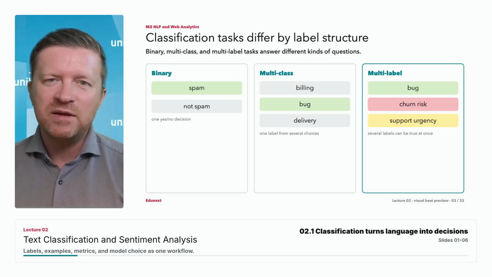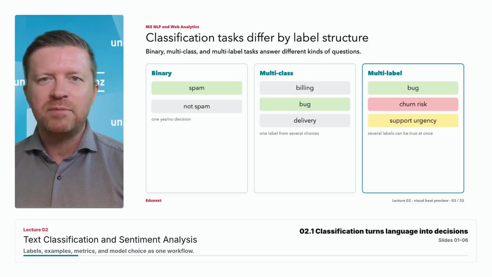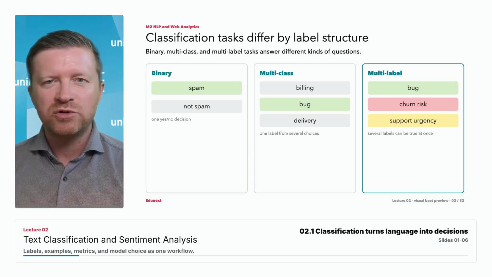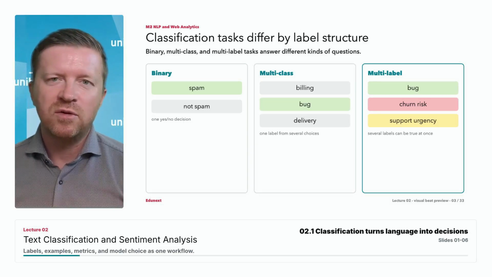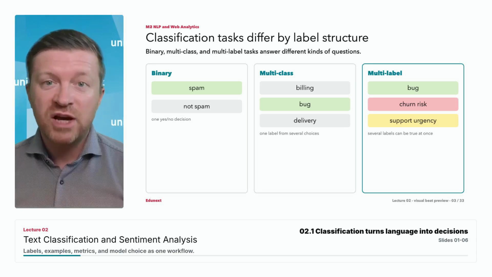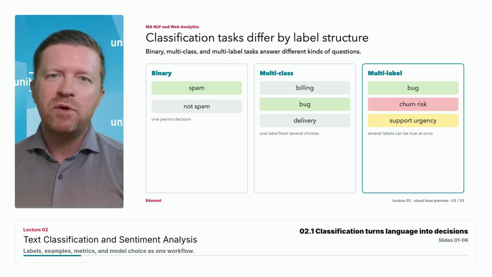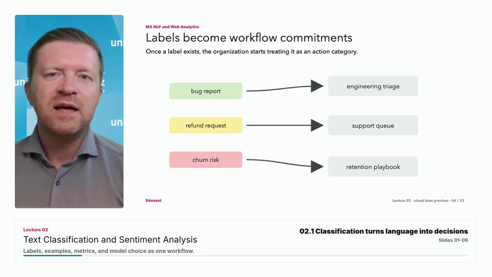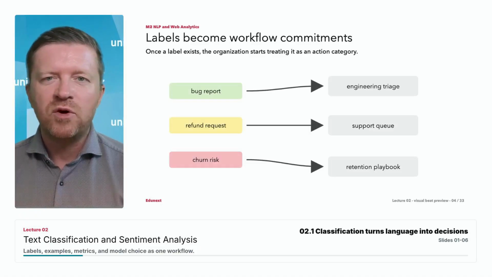A message like, "I want to cancel after the checkout bug," is not only a bug report, it is also a churn signal. If we force the system to choose just one label, we may lose information that matters for the business. This is why labels become workflow commitments.